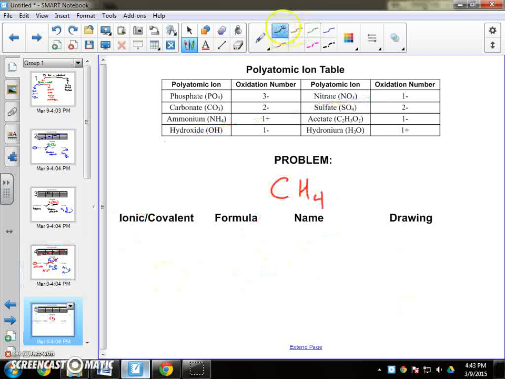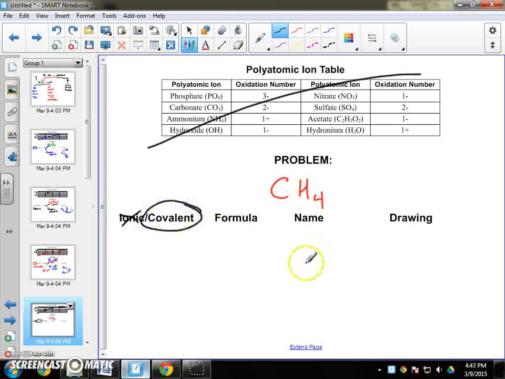Starting out our next one, we've got CH4. So again, my first question, is there a polyatomic? Not at all. Cross those off. There's only C and an H. Is there a metal? No, there's not a metal, so we know it's not ionic. We're going to end up with a covalent here. Again, we know the formula because all I keep giving you is formulas. But naming will be a little more challenging.